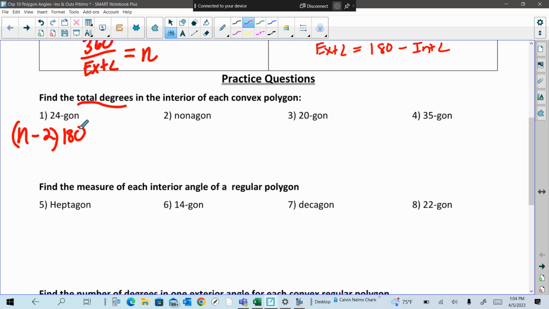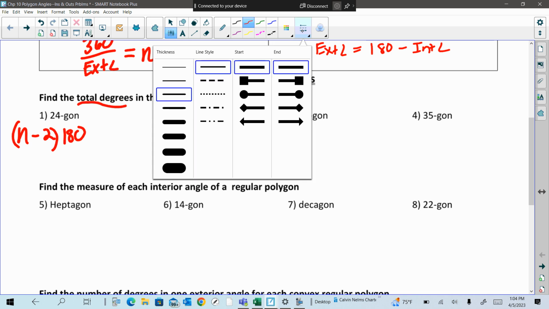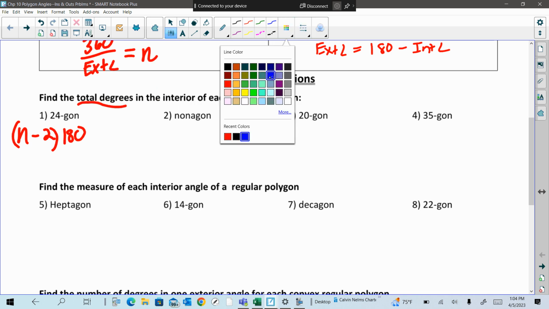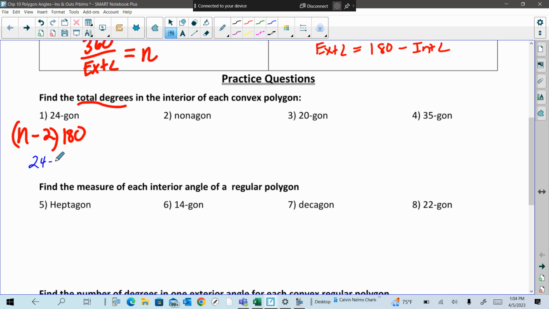You're going to use this formula for this whole section. What does the n represent? Number of sides. So if I'm talking about a 24-sided polygon, then you do 24 minus 2 times 180. Okay, 3960. Do y'all remember what a nonagon is? Yeah, so you're doing 9 minus 2 times 180, okay? So total degrees or sum are the same thing.